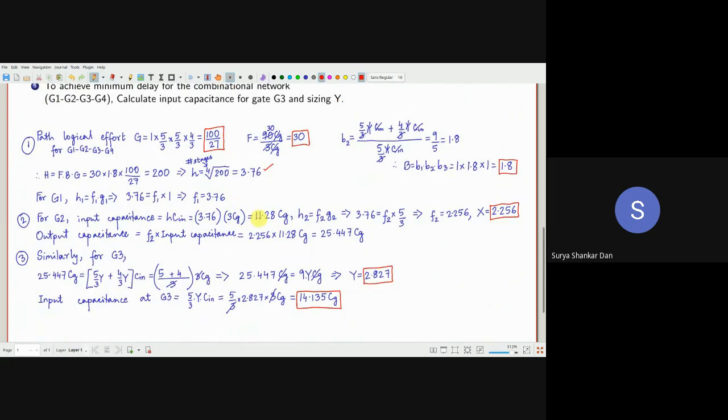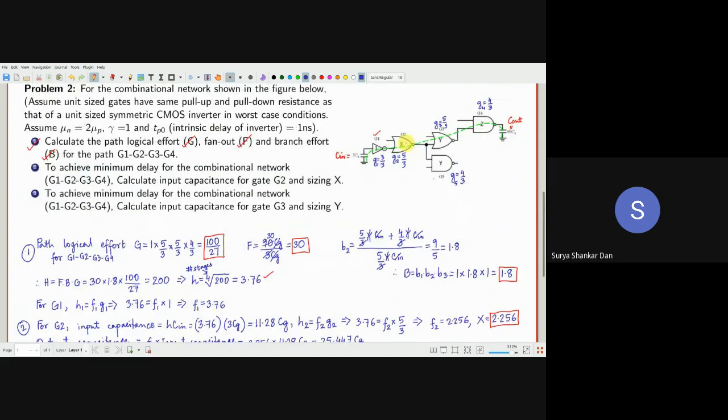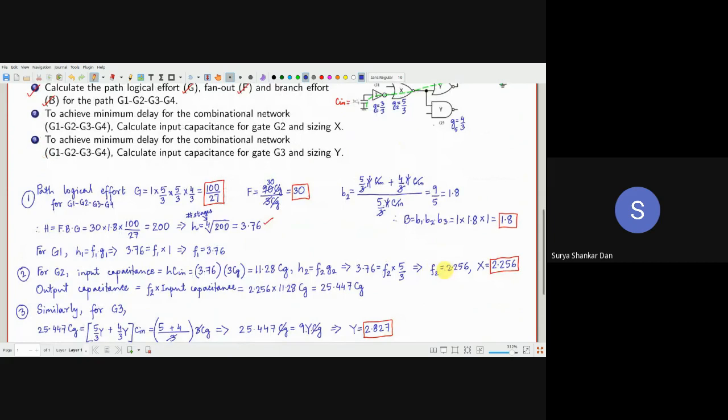Now H2 will be equal to F2 into G2. So H2 is 3.76, F2 into what? X into 5 by 3. So from there, F2 into 5 by 3 essentially gives you the value of F2. And what is this X then? This capital X over here is essentially the sizing or the width of this NOR gate. So this capital X will be equal to the fan out F2, because in the first stage, what was the fan out? 1 only, right?